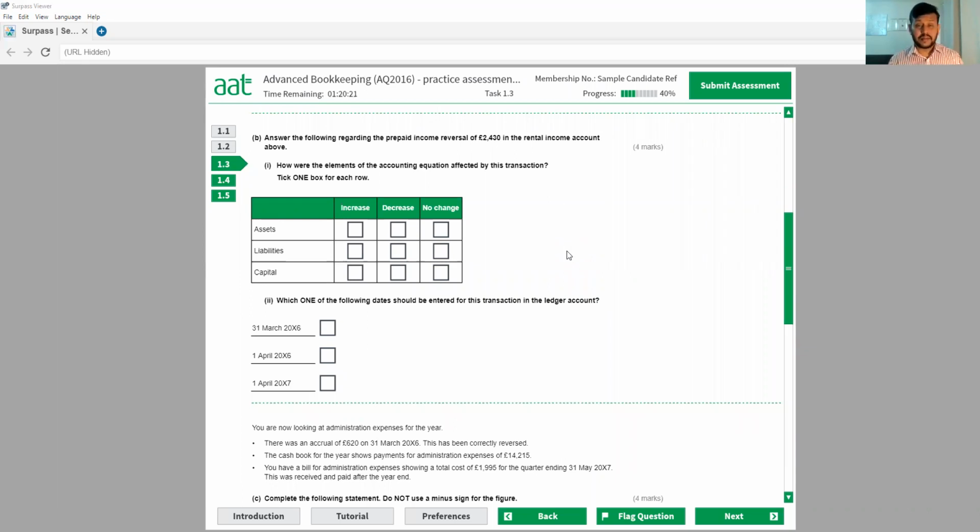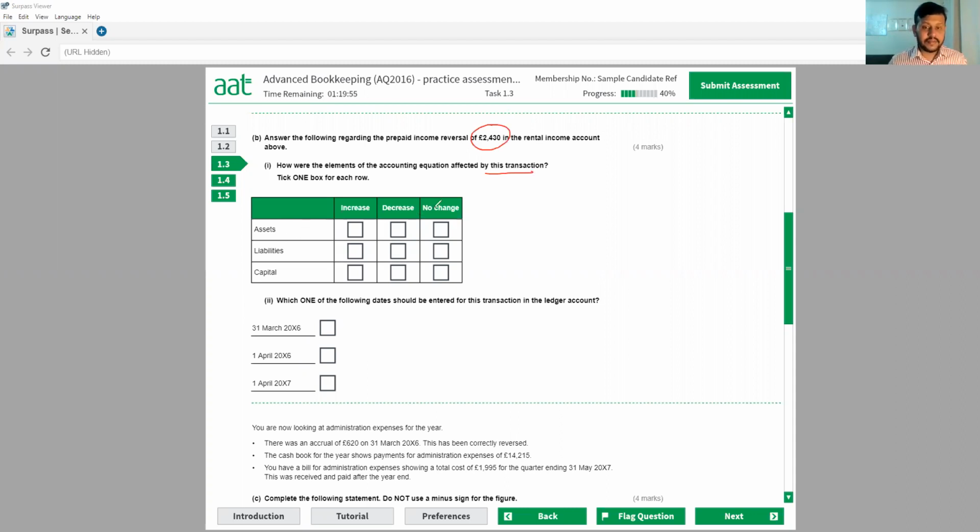As soon as I make the reversal, that means the liability is gone. So it was liability for the last year. For this year, it is not liability because I make the reversal already. Reversal means everything is now sorted. So let's have a look. What is the question? How were the elements of the account equation affected by this transaction for 2430? Okay, so let's have a look.